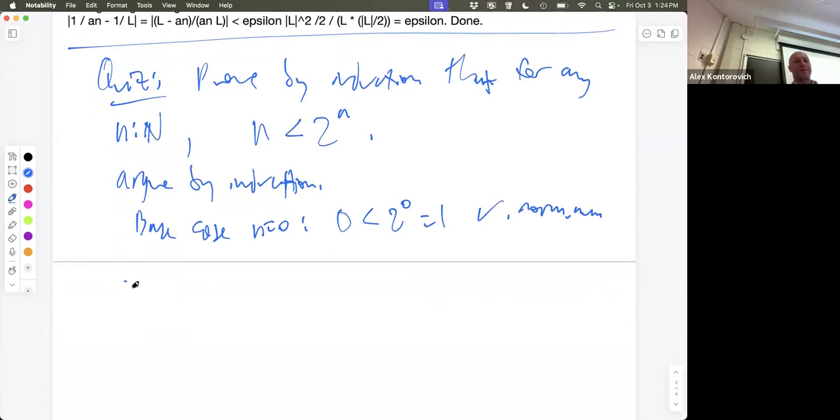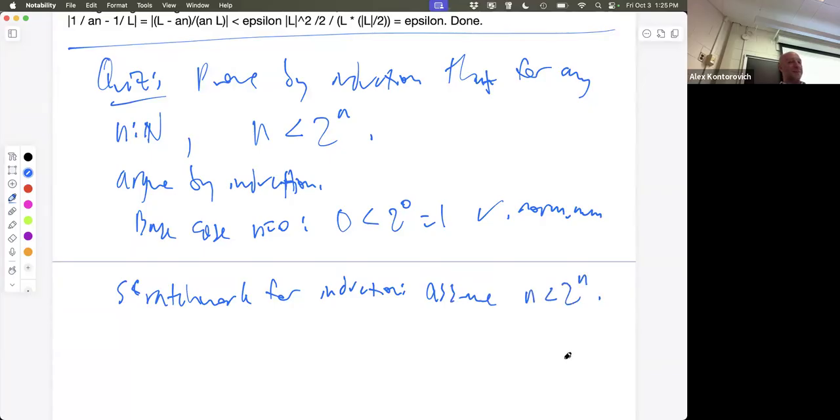Let's get our scratch work for induction. The version of induction that we'll see here is not that it's true for n minus 1, but that it's true for n, and then we have to prove it for n plus 1. So assume that n is strictly less than 2 to the n. That's our hypothesis. Let's call that hn. And our goal is to show that n plus 1 is less than 2 to the n plus 1.